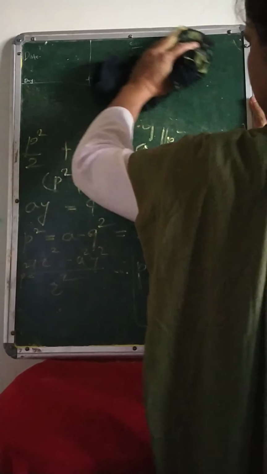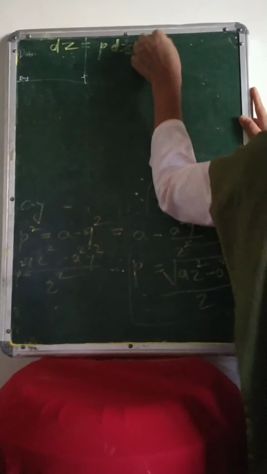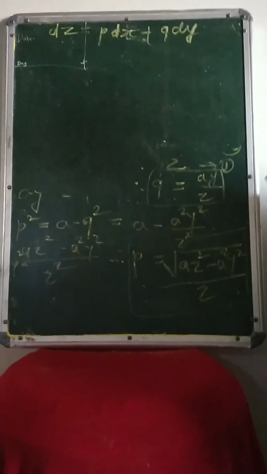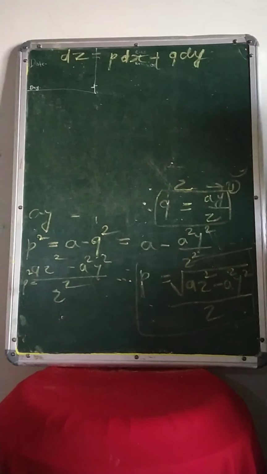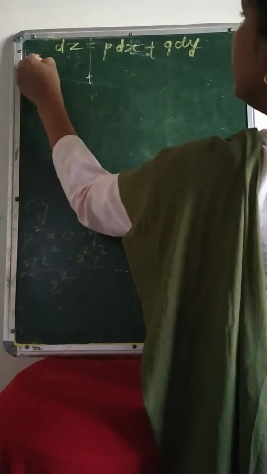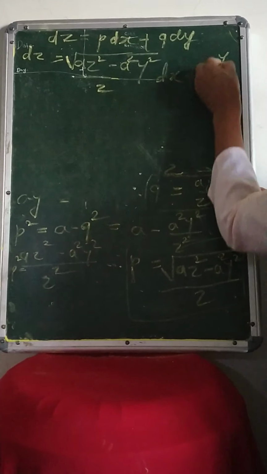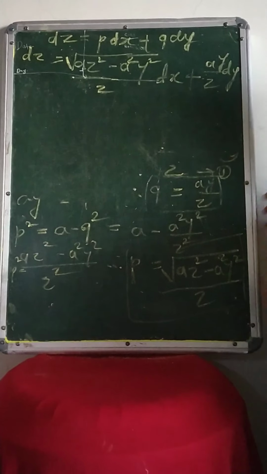Now after this, we have put these values of P and Q in the equation dz equals P dx plus Q dy. So put here dz equals, the value of P is under root of az square minus a square y square upon z, dx plus Q dy. Q is ay by z into dy.